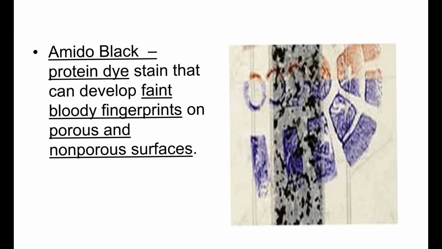Amido Black is another chemical that we would use. Specifically, it's a protein dye stain, and it works well for developing faint prints left behind in blood. So faint bloody fingerprints. This particular chemical will work really well to develop those. And it works equally well on porous surfaces as well as non-porous surfaces. So surfaces that can absorb stuff versus surfaces that don't absorb stuff.